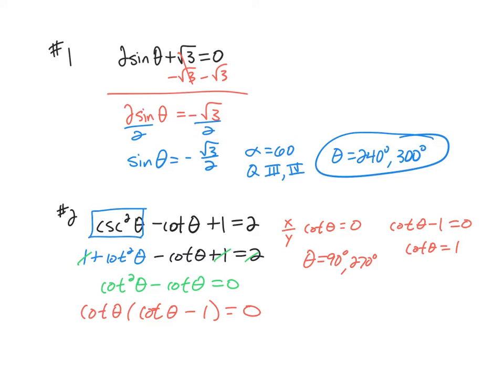And cotangent's positive in quadrant 1 and quadrant 3. So those are your theta value angles for the second equation: 45, 90, 225, and 270.